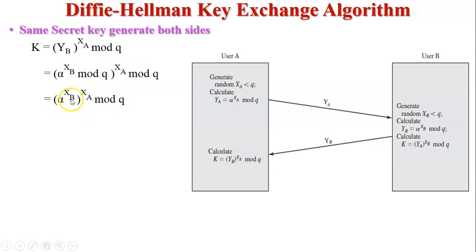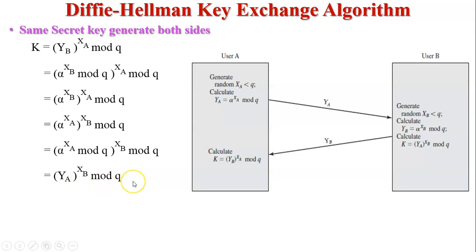Now alpha raised to XB raised to XA mod Q, simplify the equation. Now alpha raised to XA XB mod Q, then put the value of alpha raised to XA mod Q is equal to YA. So we put the value from the user A side. So YA raised to XB mod Q. So here you can see over here inside user B, YA raised to XB mod Q is equal to K. So here K is equal to K. So both the sides same secret key will be generated using the secret value XA and public value YA, and secret value XB and public value YB with respect to user A and B.